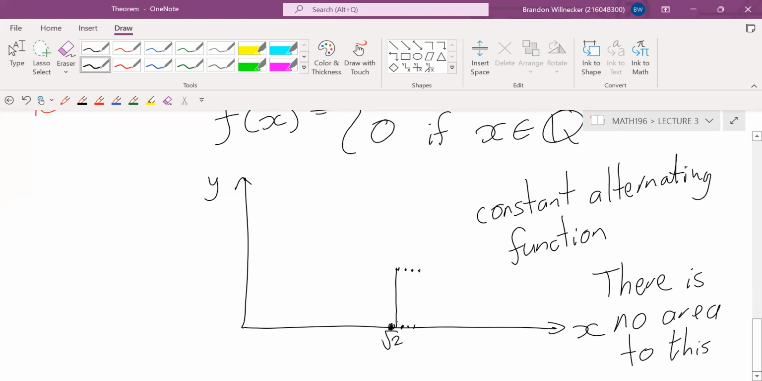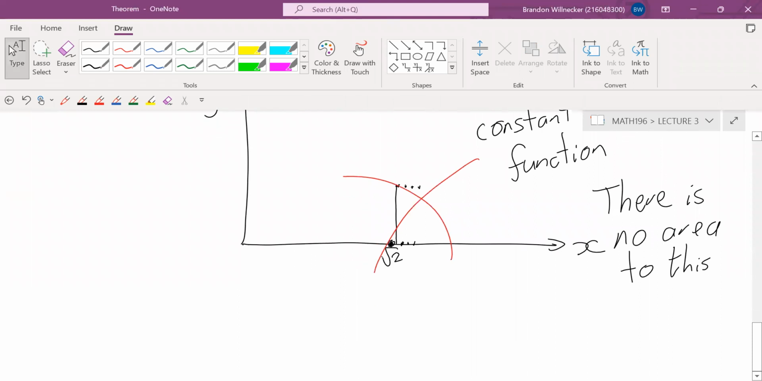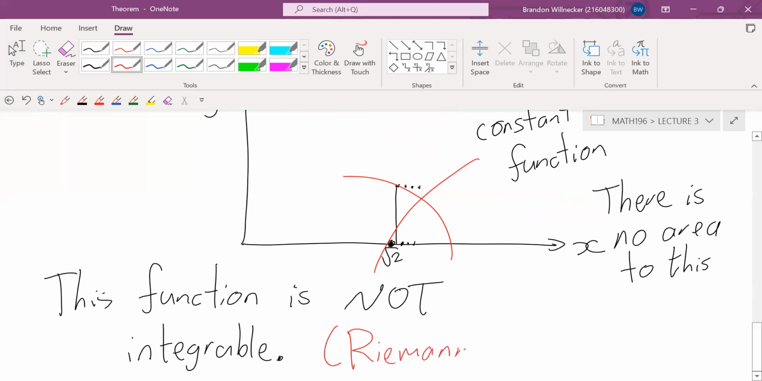Because you end up with just single vertical lines when the function is rational, and then 0 when it's irrational. You can't find an area for this. It doesn't work. Okay, so that doesn't work. So this function is not integrable. Okay, there's no way to find an area under this function. It doesn't make sense. Now, I should be more precise here and say Riemann integral. Riemann integrable.